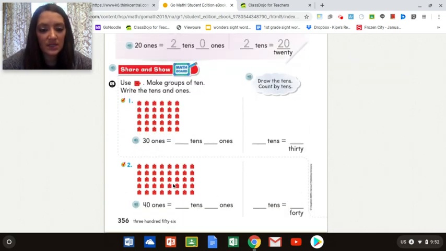So you're going to do the same thing for this. How many groups of 10s and how many 1s? So we have 40, so you're going to have 4 groups of 10, 4 tens, 0 ones. You have 4 tens, which equals 40, and the number is 40.